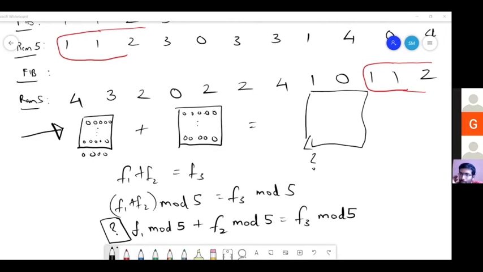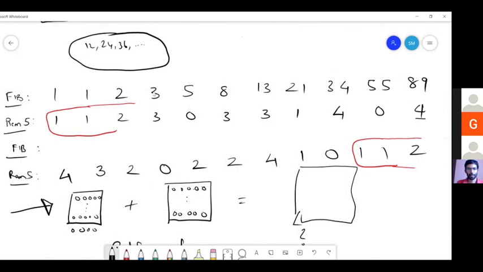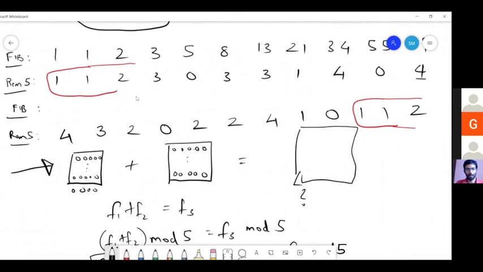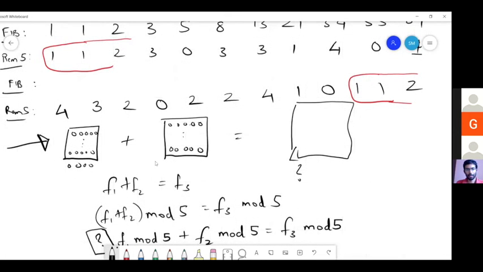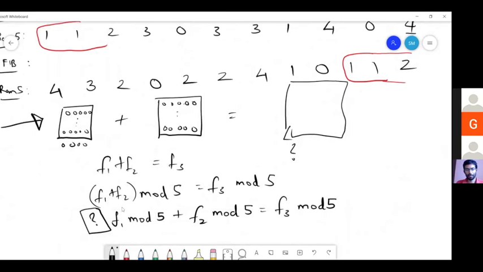2 plus 3 equal to 5 in the Fibonacci series. Let's take this one. So 2 mod 5 is 2 and 3 mod 5 is 3. So the LHS becomes 2 plus 3 equal to 5, whereas the RHS, 5 mod 5, is 0. So 5 is not equal to 0, right? So I don't think that F(n+1) mod 5 is equal to F(n) plus F(n+1) mod 5 is equal to F(n+2) mod 5. I don't think that will work.